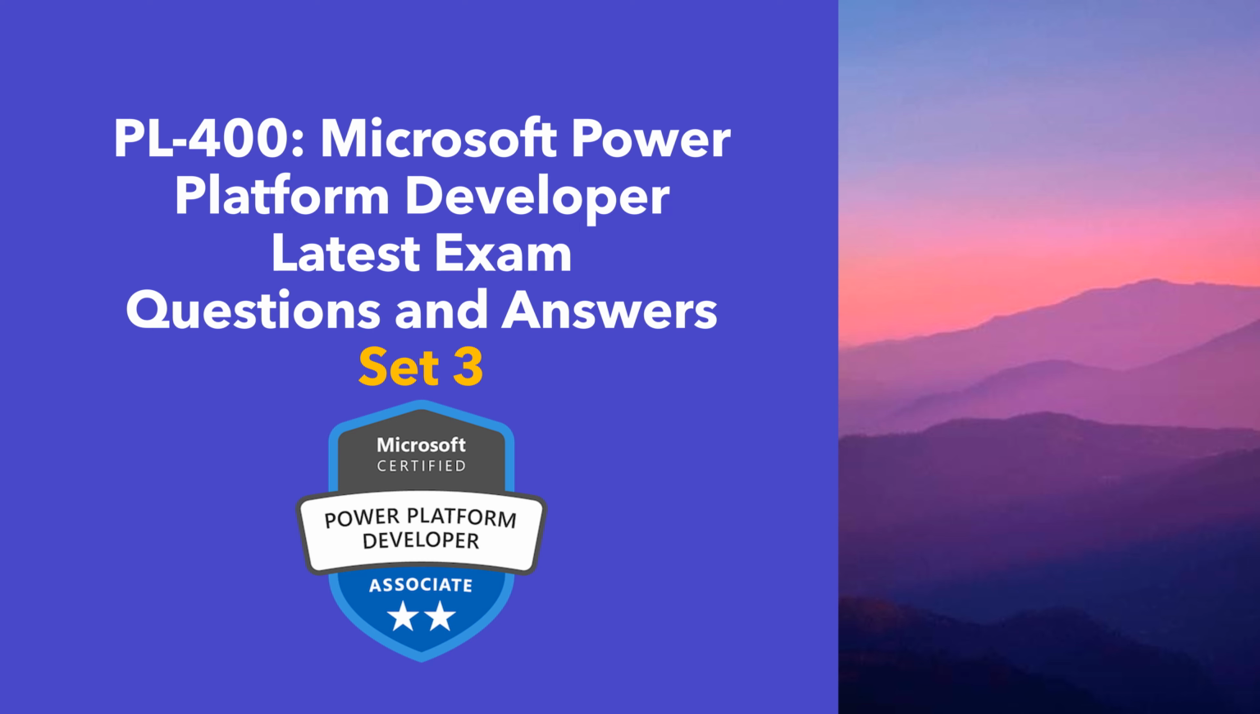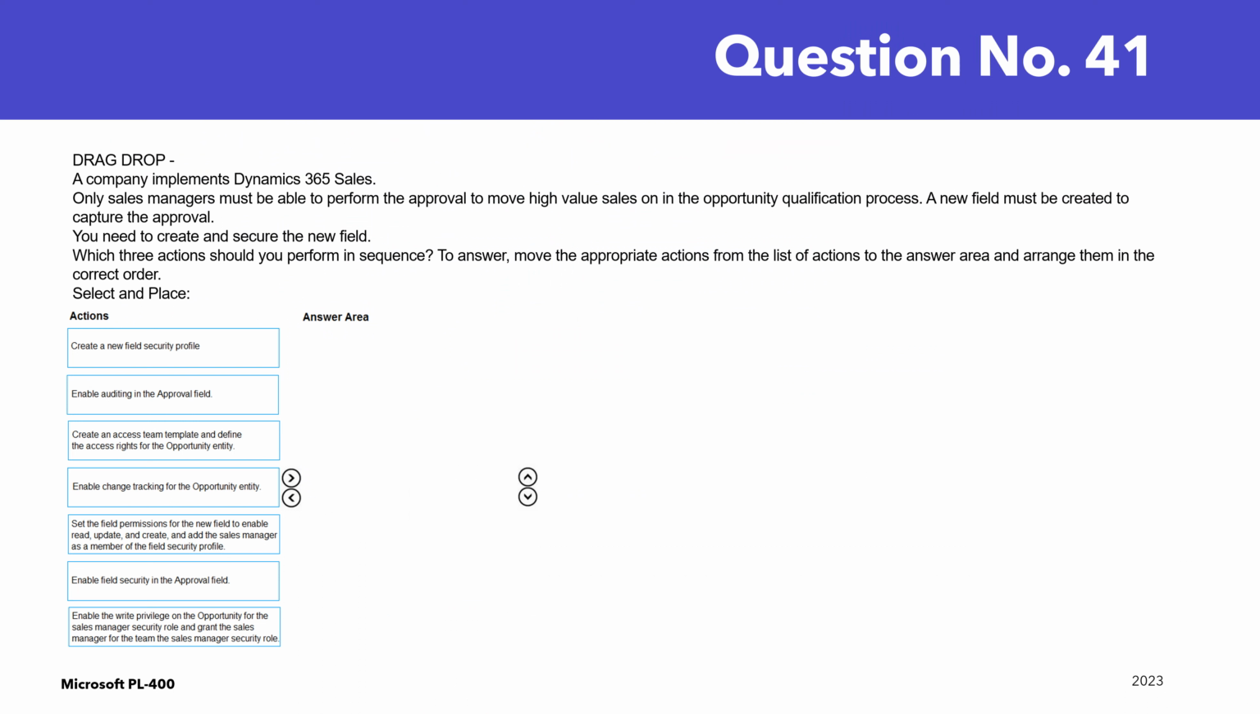PL-400, Microsoft Power Platform Developer Latest Exam Questions and Answers Set 3. A company implements Dynamics 365 Sales. Only sales managers must be able to perform the approval to move high-value sales on in the opportunity qualification process. A new field must be created to capture the approval. You need to create and secure the new field.